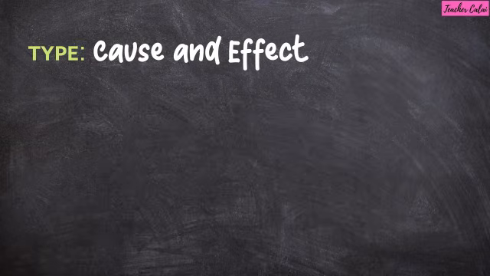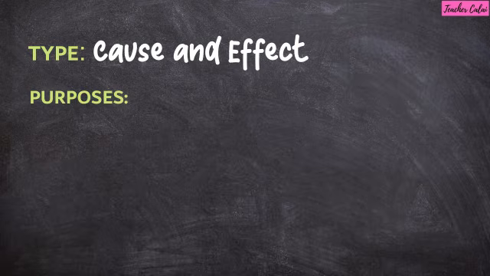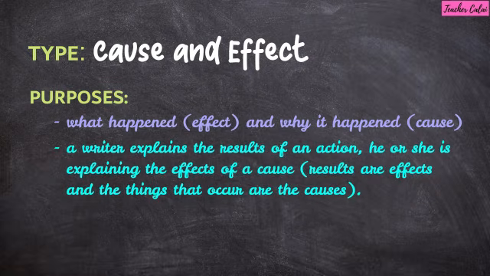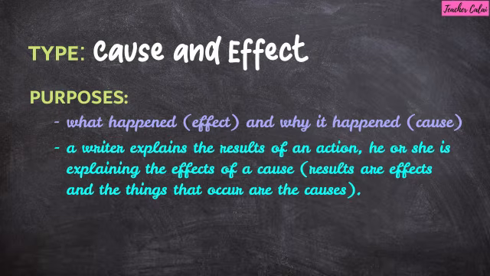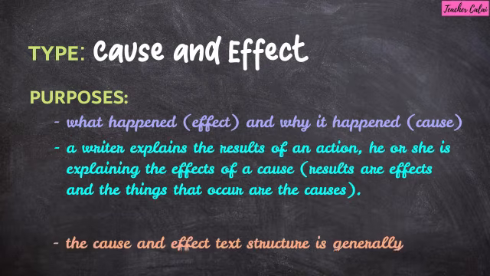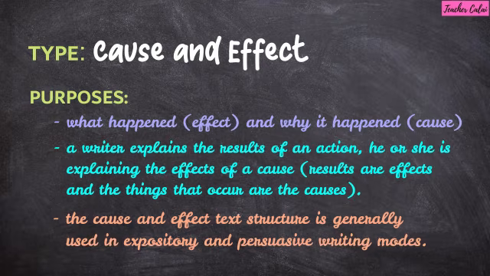The second type is cause and effect, and the purposes are: first, to tell us what happened and why it happened. Second, a writer explains the result of an action. He or she is explaining the effect of a cause. Remember, results are effects, and the things that occur are the causes. Lastly, the cause and effect text structure is generally used in expository and persuasive writing modes.